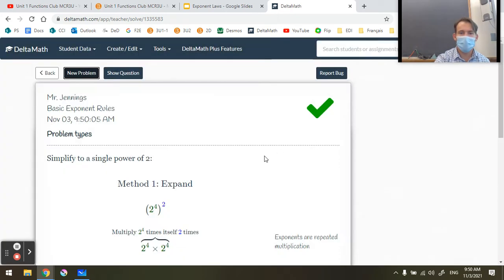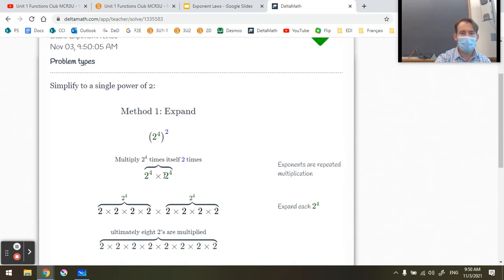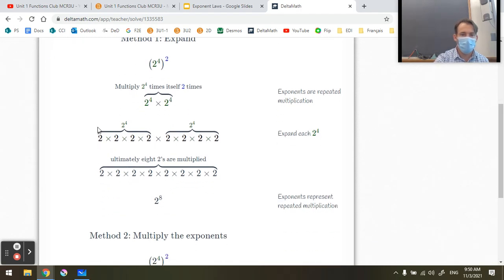Let's see the nice things that Delta Math gives us. Expand it. This is method 1. So expand means figure it out using simpler exponent laws. (2 to the 4) to the 2. Expand that as a multiplication: 2 to the 4 times 2 to the 4. And then write that out. It's 2 times itself 8 times. Collect all those. It gives you 2 to the 8.